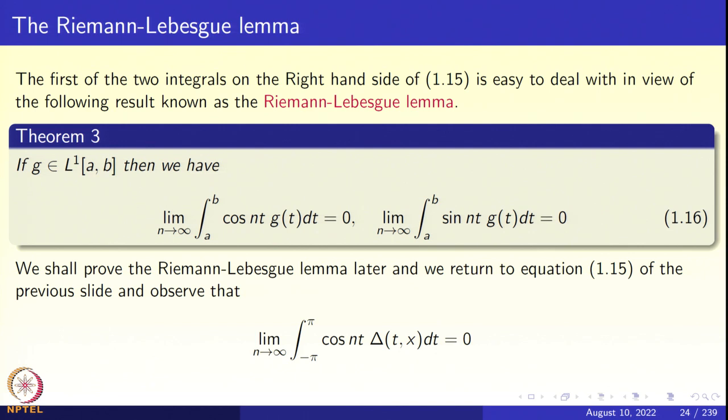What does the Riemann-Lebesgue lemma say? If you have a function g in L1 of (a,b), theorem 3, then integral from a to b cosine nt into g(t) dt goes to 0 as n goes to infinity. Likewise, integral a to b sine nt g(t) dt also goes to 0 as n goes to infinity. So this is 1.16 in the display. We shall prove the Riemann-Lebesgue lemma later, and let us see how it helps us. It helps us to cope with the first term in 1.15, namely integral minus pi to pi cos nt delta(t,x) dt, that goes to 0 as n goes to infinity.